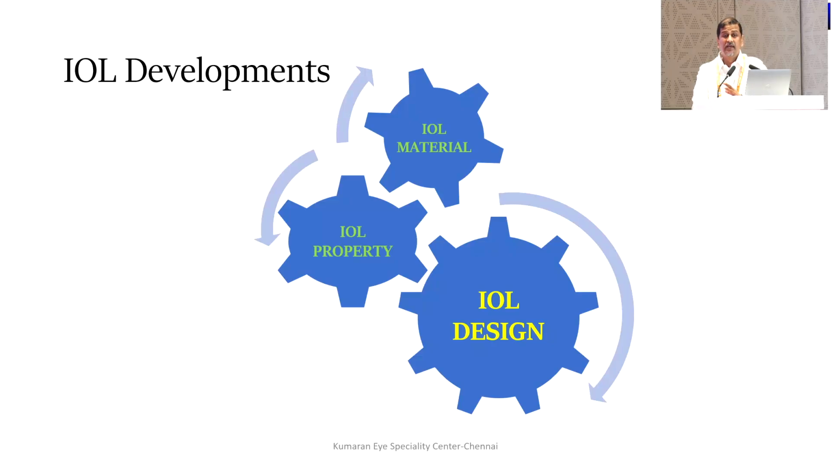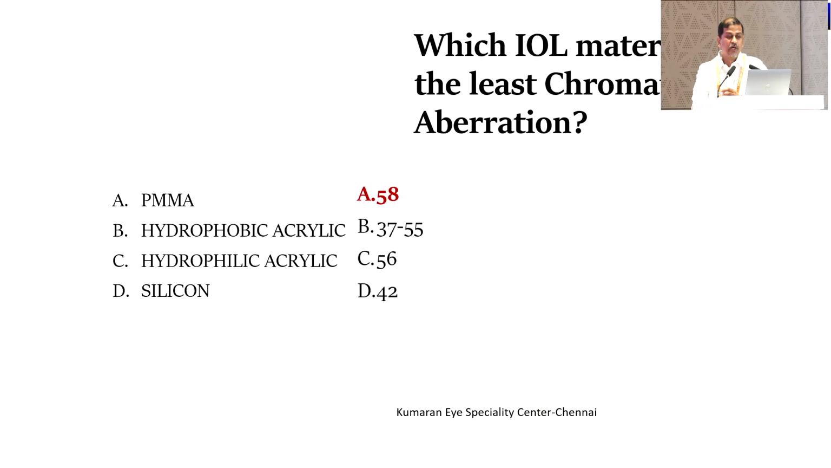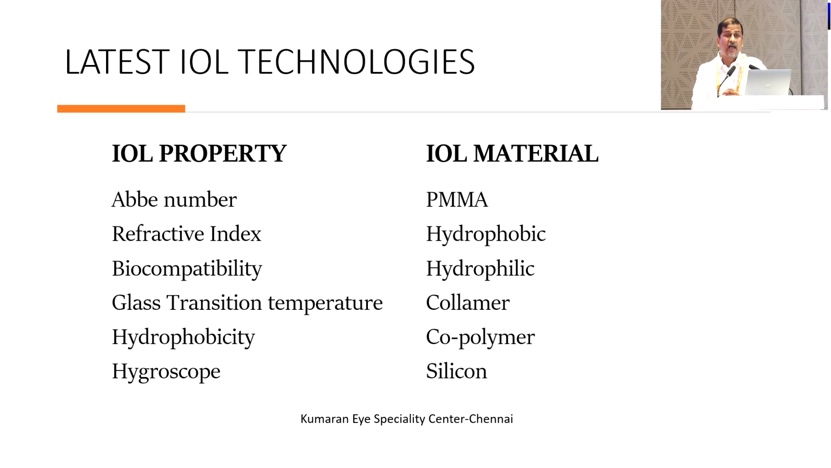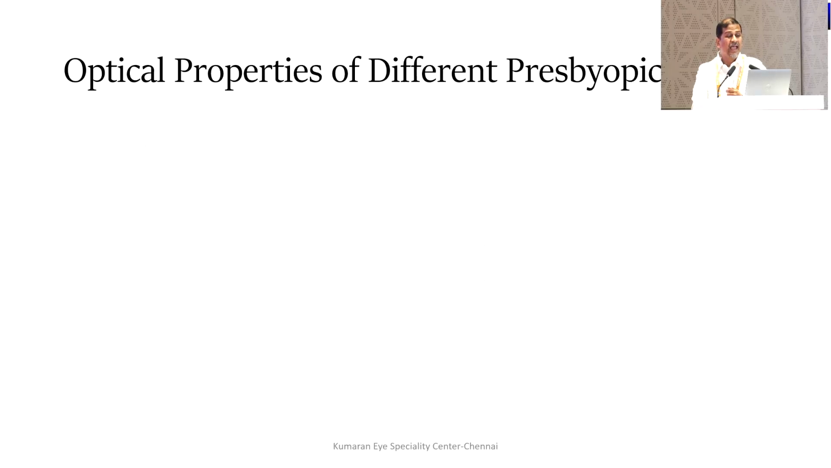Each company plays into all these parts to bring in new technologies, but it's all the same wine in a different bottle. What they've really taken into account is the chromatic aberrations, and the refractive index of these lenses has been played upon to give you different lenses of different technology. The IOL property, the material, the refractive index, the biocompatibility, the glass transition temperature, all these factors play an important role in giving satisfaction to the patient and ease of implantation to the surgeon.